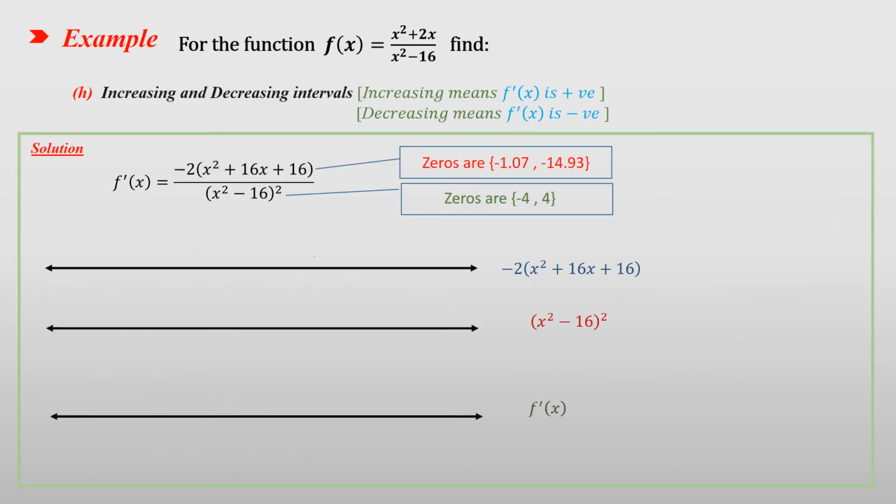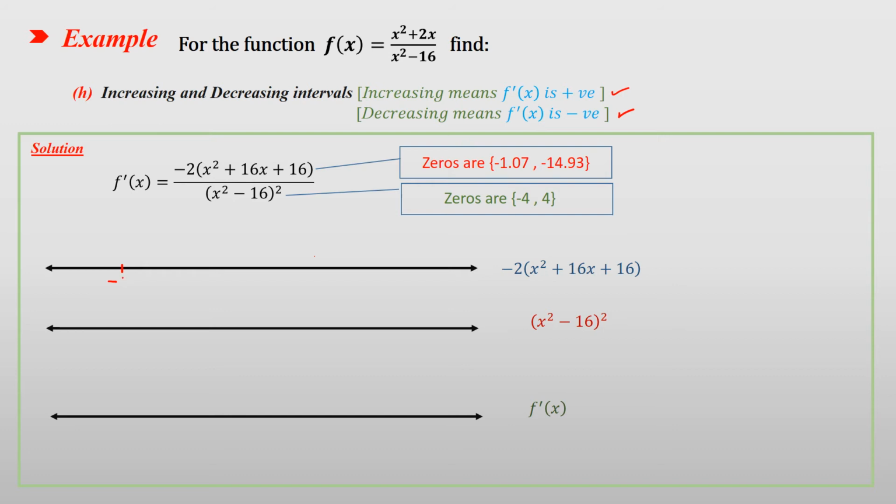Part H, you have to find the increasing and decreasing intervals, and this depends on the sign of f prime of x. If f prime is positive, then we have an increasing interval, and if f prime is negative, we have a decreasing interval. So first you have to find the sign of f prime. We have a numerator and denominator. As in the previous part, the zeros of the numerator are negative 1.07 and negative 14.93. So you have to write them on the number line.